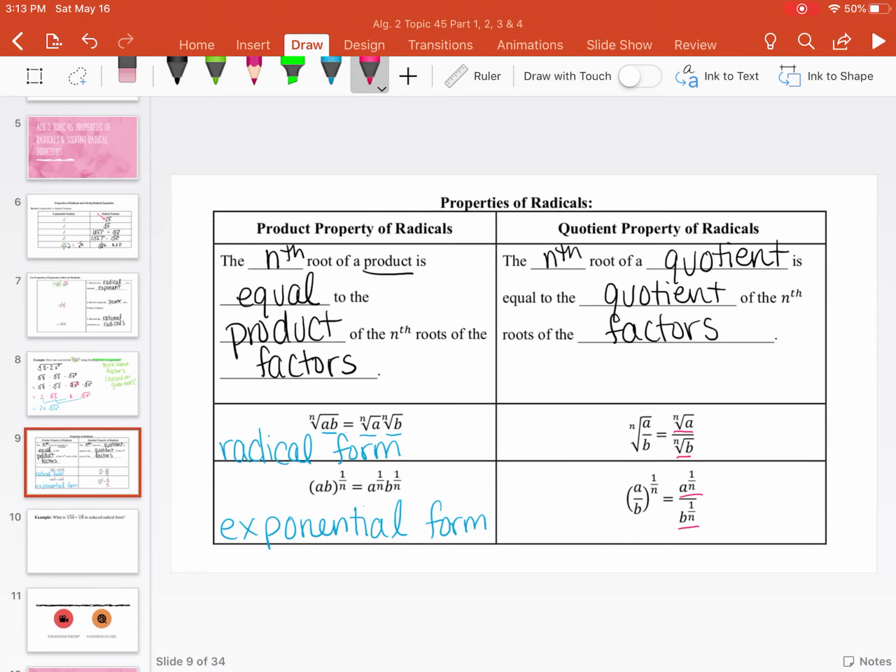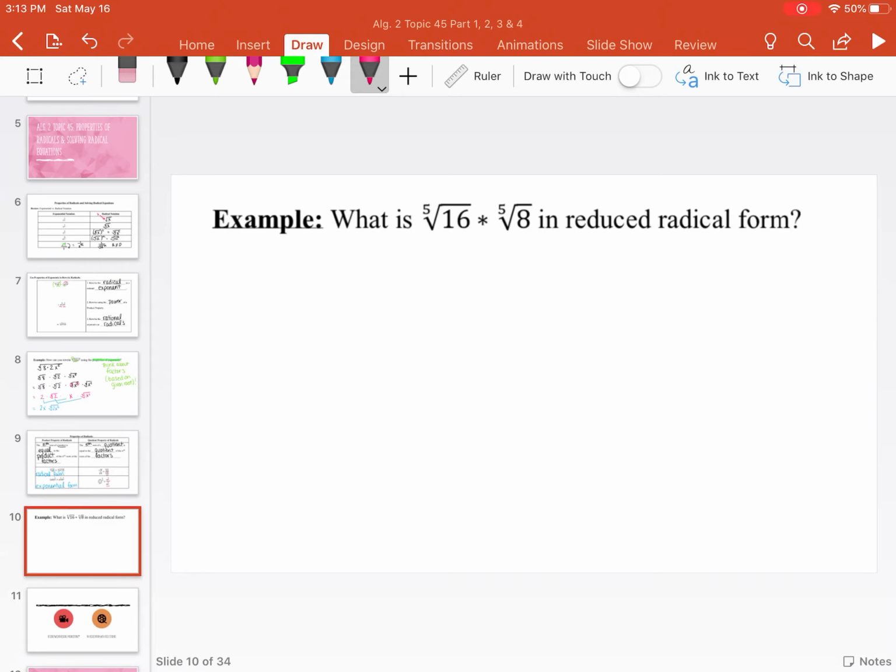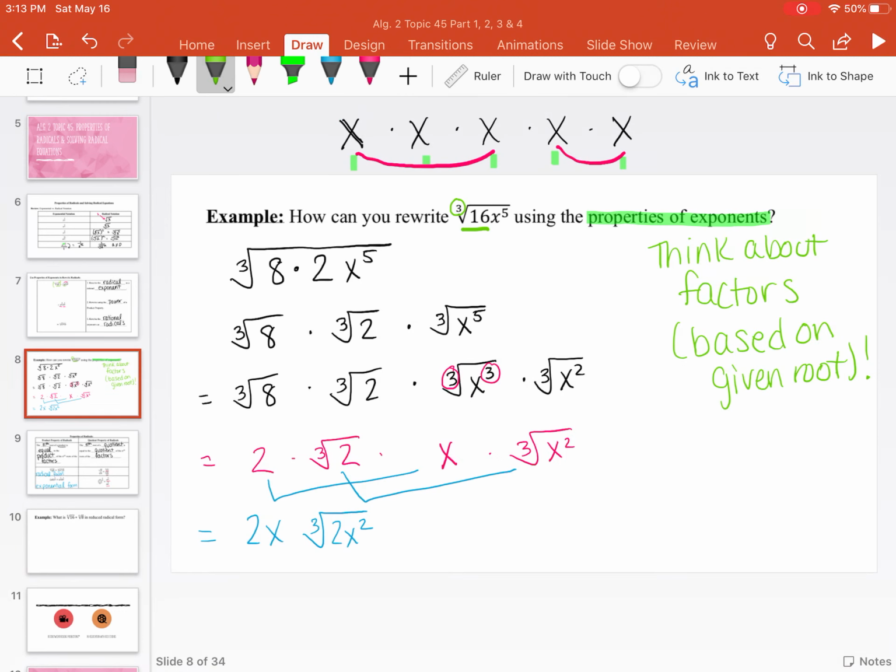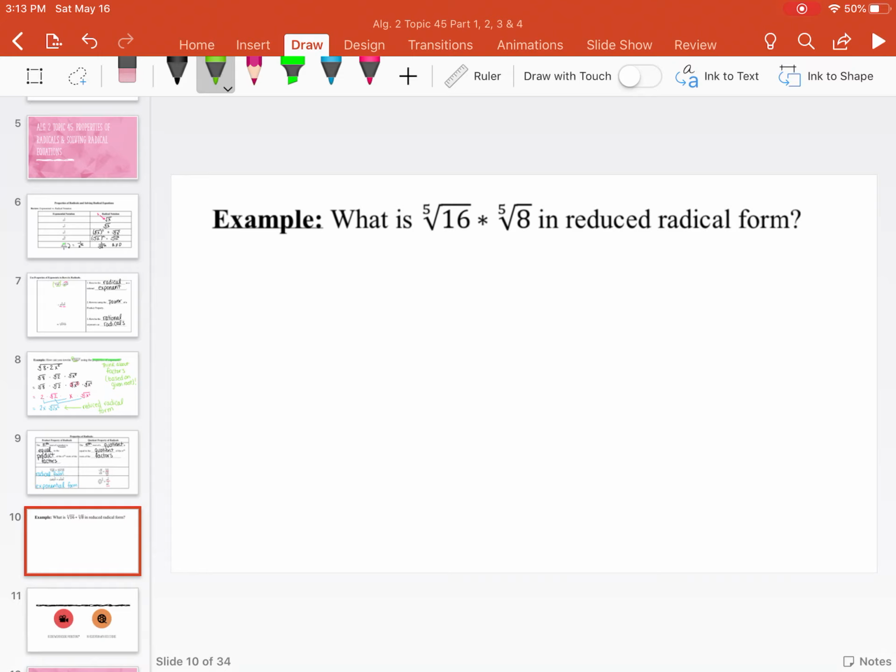Now let's use these properties to solve an example. In our example here, what is the 5th root of 16 times the 5th root of 8 in reduced radical form? Now reduced radical form, I'm going to go back to this slide, was how our final answer was written here. So that is what our final answer here should look like in reduced radical form.